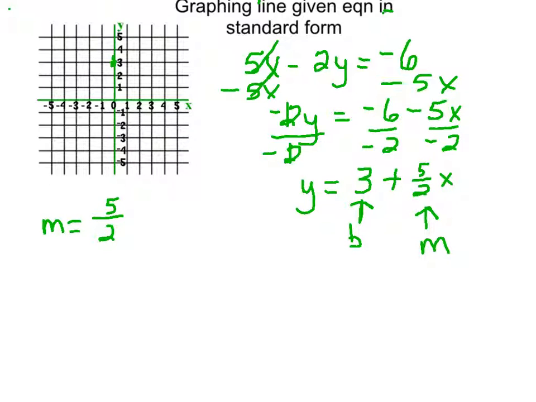5 over 2. Top number tells us up or down. It's positive, so we're going to go up 5. Bottom number tells us right or left. It's positive, so we're going to go right 2. Cool. So we go back. Oh, well, you know what? I am not going to be able to fit this. What can I do?